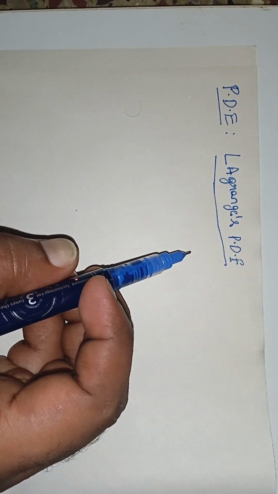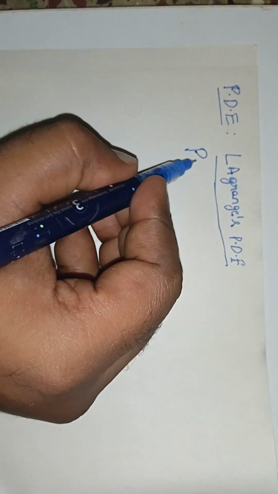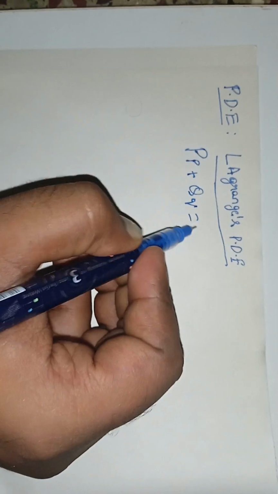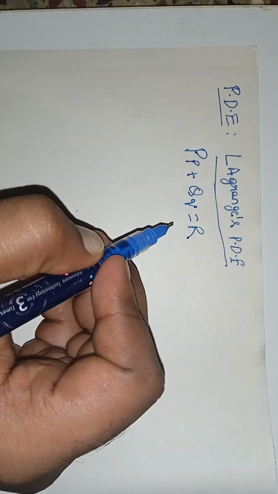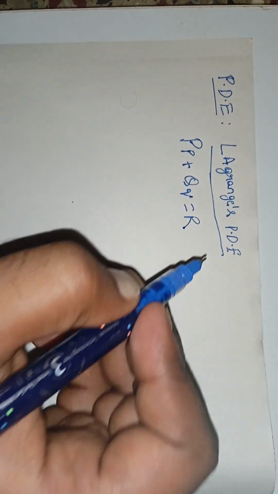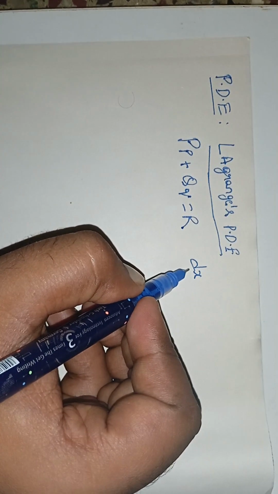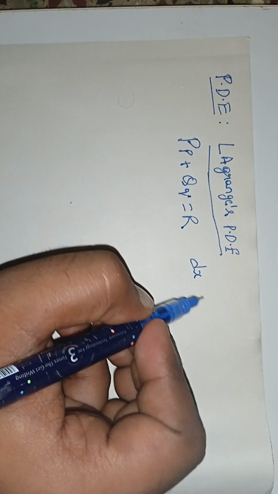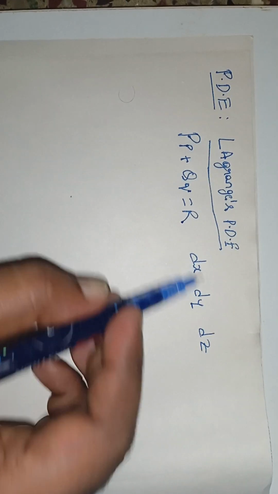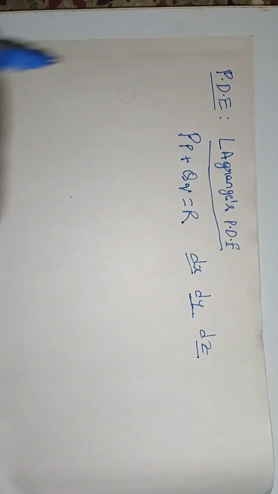So here we consider an auxiliary equation like capital P into small p plus capital Q into small q equal to R. So this is our equation, and we take the auxiliary equations as dx, dy and dz. So equating these two with reciprocal with denominators, we find the solution.